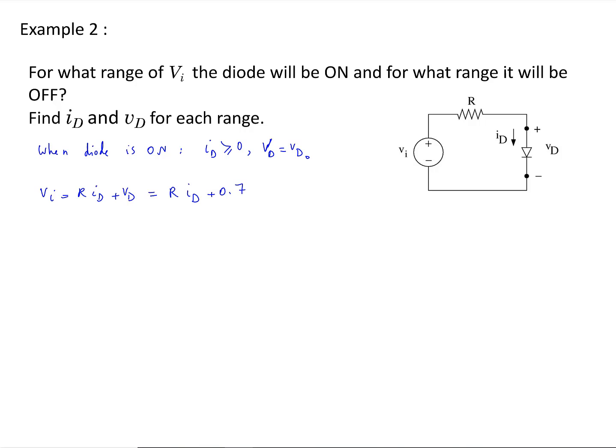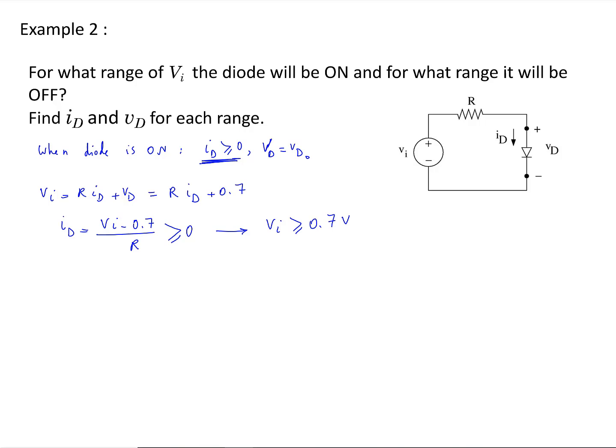I would like to solve for ID to be able to use this inequality and find the range of VI for which the diode is on. So from there, ID is equal to VI minus 0.7 volts divided by R. And now I want this ID to be greater than or equal to 0, again using this inequality. From there, VI must be greater than or equal to 0.7 volts. So for VI values greater than 0.7 volts, the diode is going to turn on.